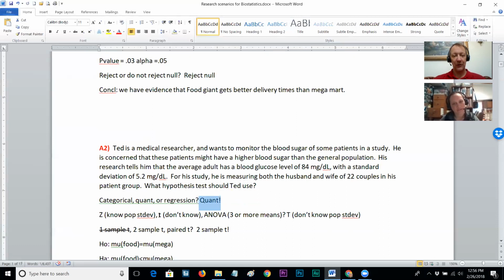Good job. Now, the question is, is it a Z? And I'm going to erase my little hints here. Okay. Is it a T?